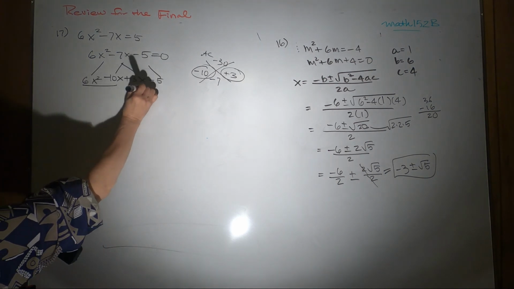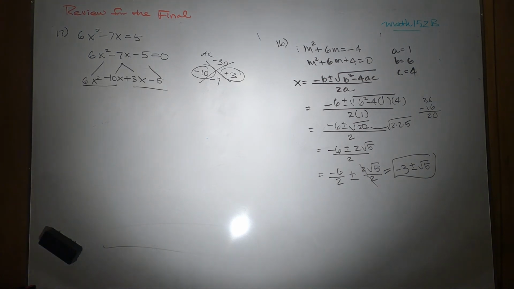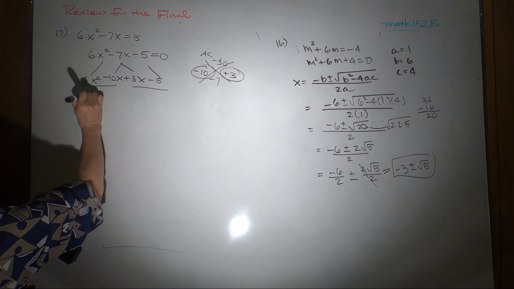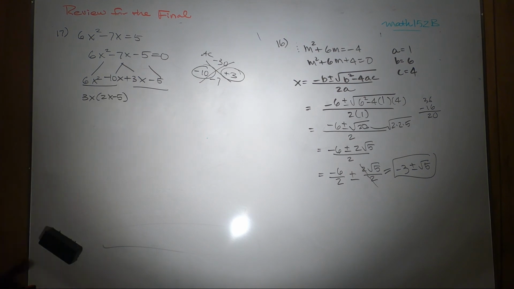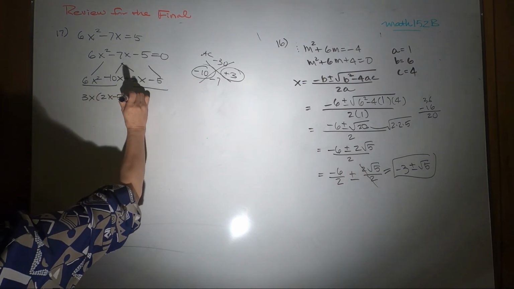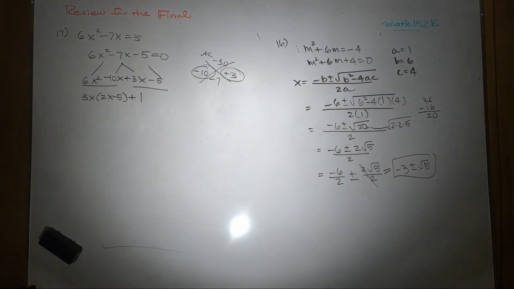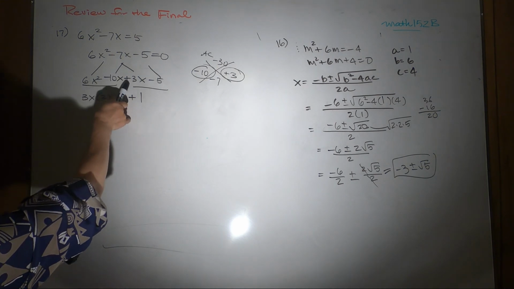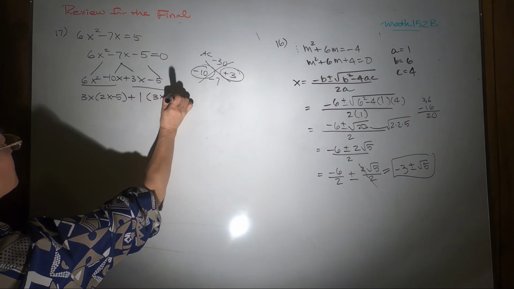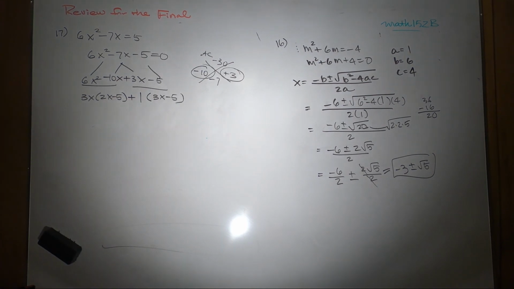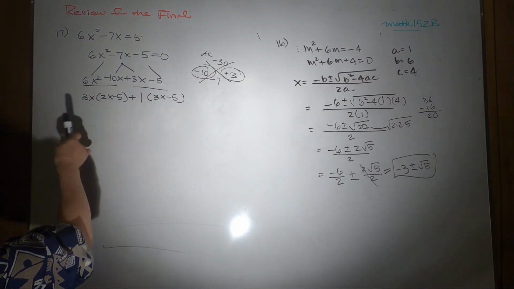Then what do I have? By grouping, the GCF would be 3x here, and 2x minus 5 there, right? Those have nothing in common, so the GCF will be 1. With the leading one positive, it's positive 1, right? Oops, what's wrong? 3x minus 5, 2x minus 5.